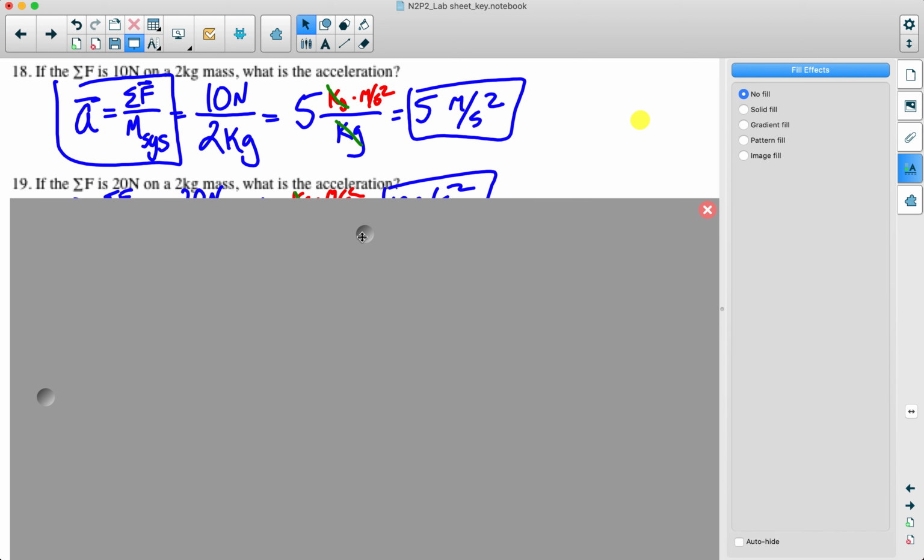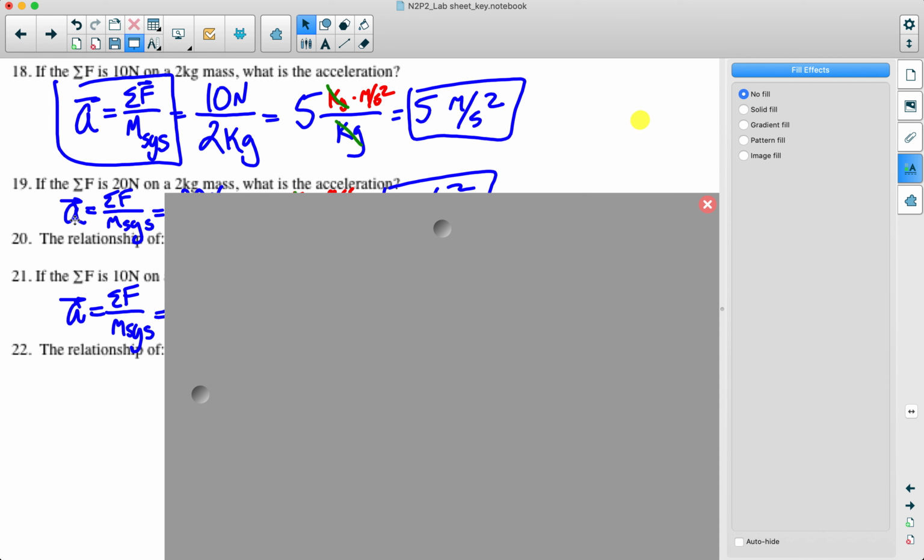Take a look at 19. It says if the net force is 20 newtons and the mass is 2 kilograms, what's the acceleration? So the mass is staying the same, but what have we done to the net force? We've doubled it. Now remember, acceleration and net force are directly proportional, so that might give you an idea of what the answer is going to be even before we start calculating. But again, we'll start with Newton's second law, that acceleration is net force divided by the mass of the system.